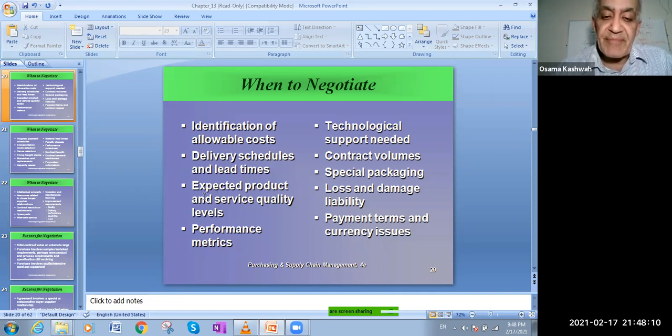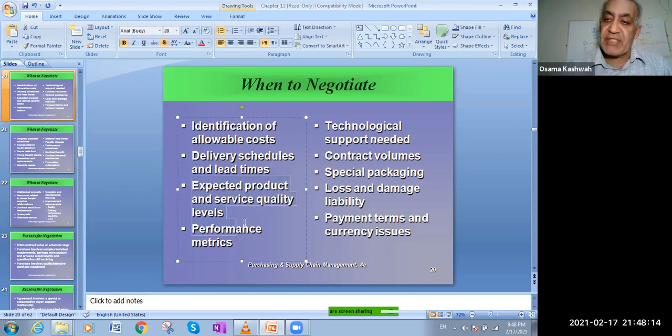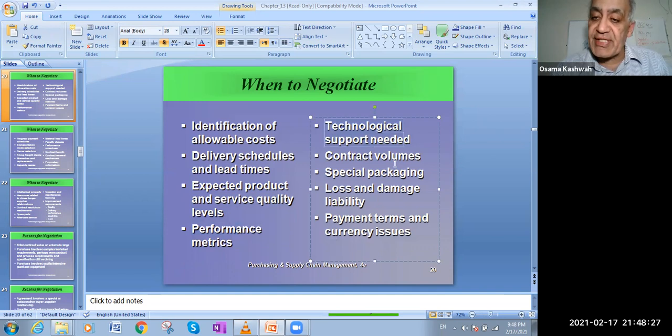Expected products and services quality level. The level of the quality, is it high quality, low quality? So you are negotiating to get what you want. Performance metrics, the measures and the standards. Technological support needs, contract volumes, how much the amount of what you want, you are negotiating for it.